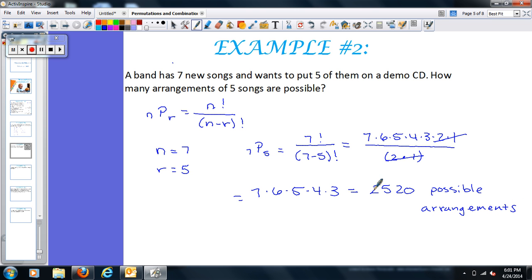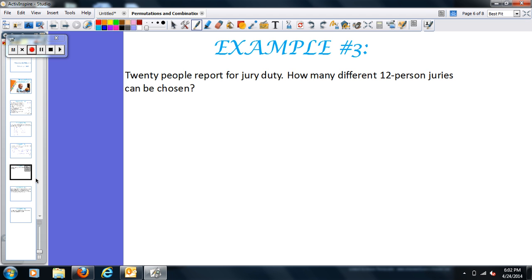Okay? Seem fairly easy? Doesn't seem too bad to me. Alright, so let's go to example number 3. Again, first thing we need to do, we need to decide permutation, combination, or multiplication counting principle.